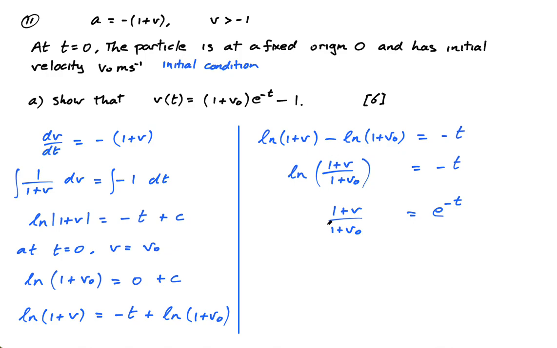Okay, now we're very nearly there. I just need to multiply across by this, so I can say 1 plus v equals this times this, so it's 1 plus v0 times e to the minus t, which is this part. And then all I have to do is say v equals 1 plus v0 e to the minus t, and then I'm going to subtract this 1, and that's what he asked me to show. 6 marks, QED.